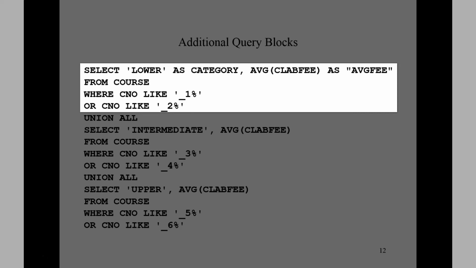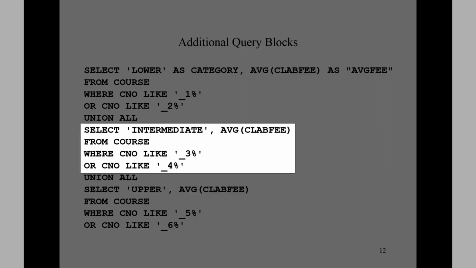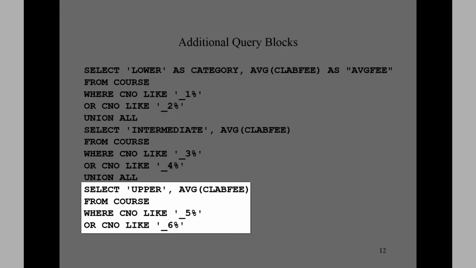The first query block produces the average lab fee for lower courses or introductory courses, those courses with a course number that ends in 1 or 2. We combine that with the average lab fee for courses where the course number ends in 3 or 4, intermediate level courses. And finally, we produce the average lab fee for courses whose course numbers end in 5 and 6, upper level or advanced courses.